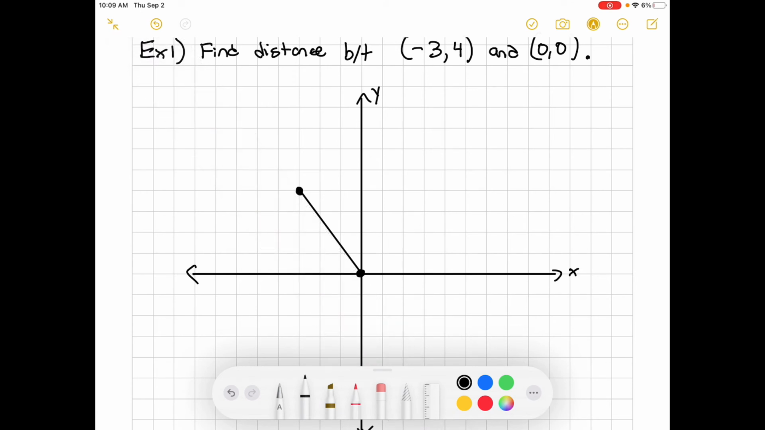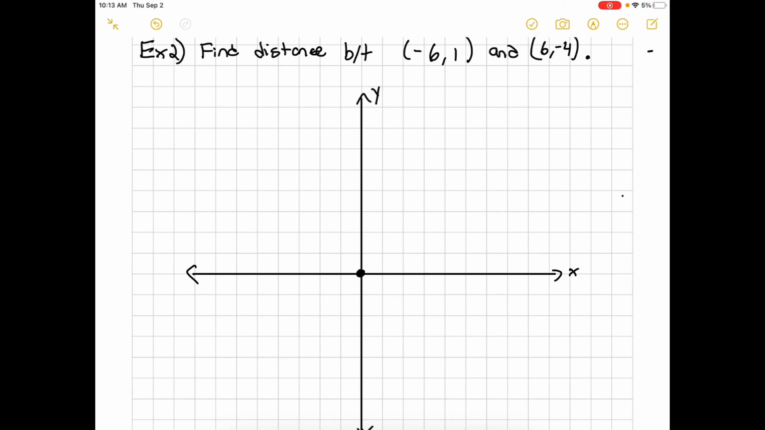And what we're going to do, once we connect the 2 points, is we draw a right triangle. So you could draw it this way. Okay? And then we count our distances of our legs. Well, the up and down distance is 4, and the horizontal distance is 3. And this is a triple. This is a 3, 4, 5. And so my distance between those 2 points is 5.